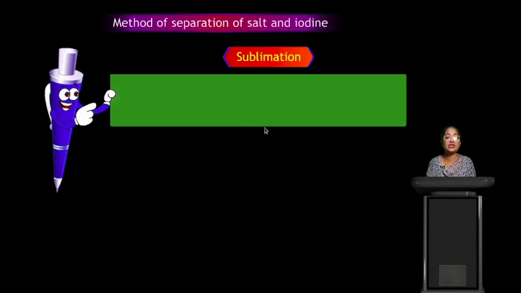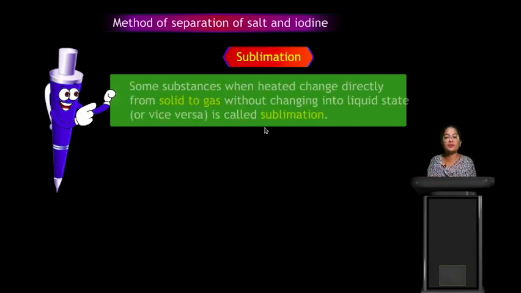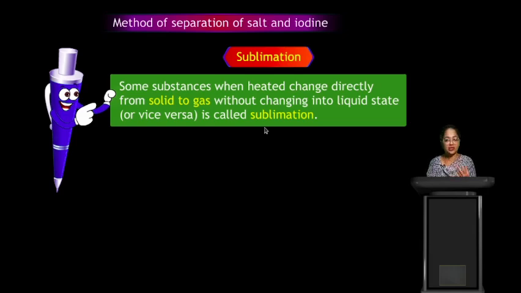Now, what is sublimation? This is the word used for the process of sublimable substances. Some substances, when heated, change directly from solid to gas state without changing into liquid state, or vice versa. Gas becomes solid when cooled down. This whole process is called sublimation. Sublimable substances go through sublimation.